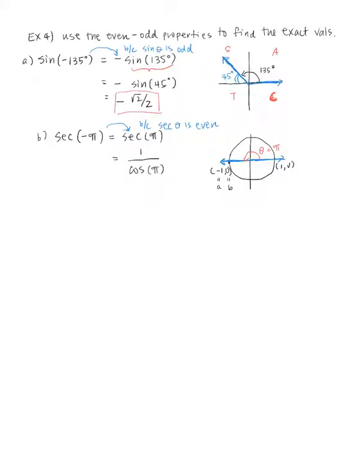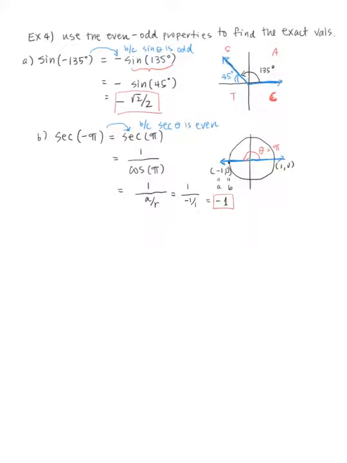Okay, so I think we're good to go. So this is going to be what? 1 over cosine of pi. Remember, cosine was what? A over R. So I'm just going to write that out. Which is what? 1 over A is negative 1. Since we're talking about the unit circle, R is 1. So therefore, our answer is going to be negative 1.